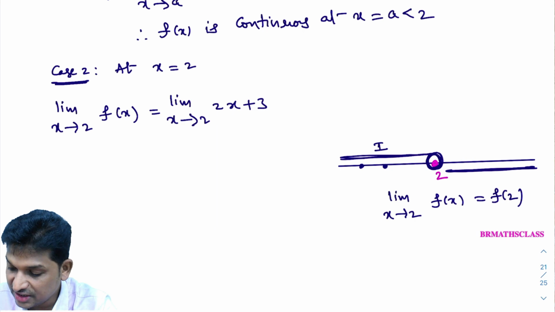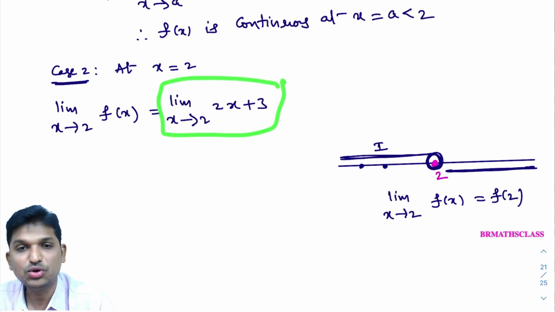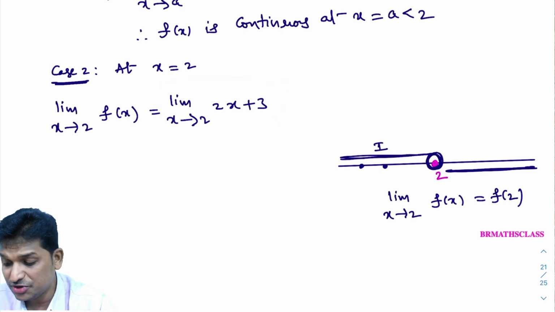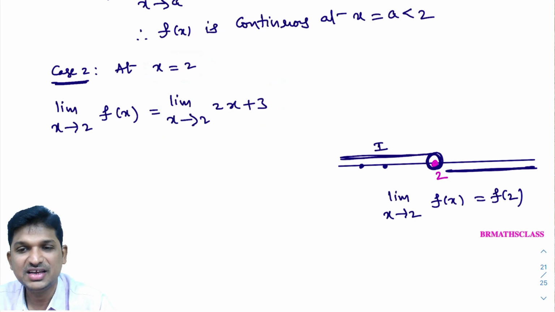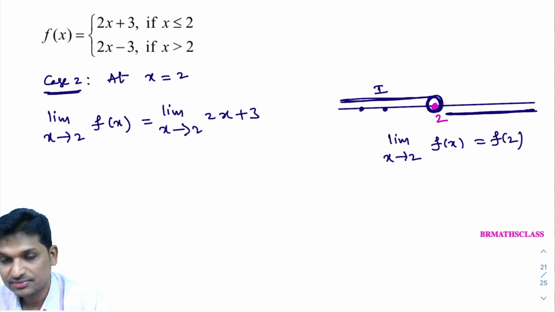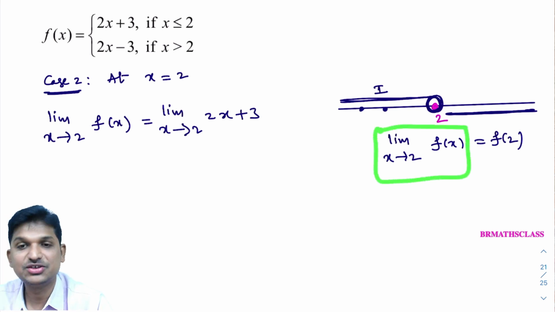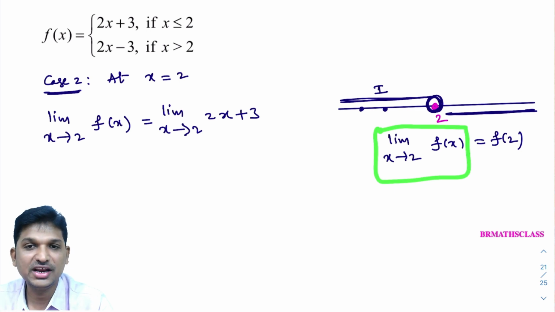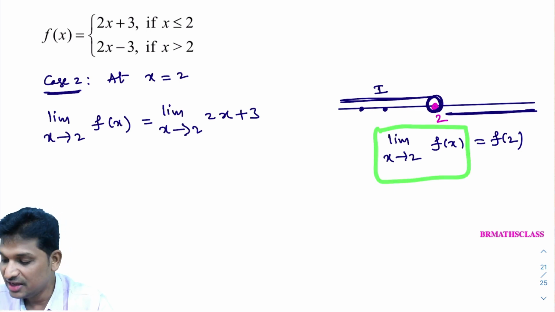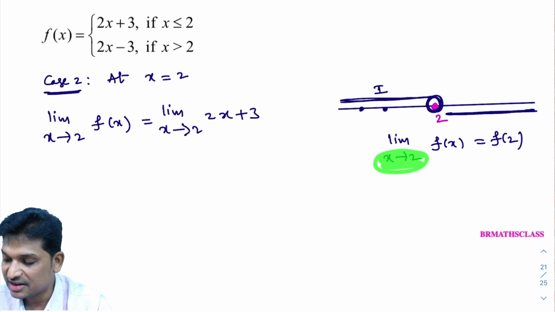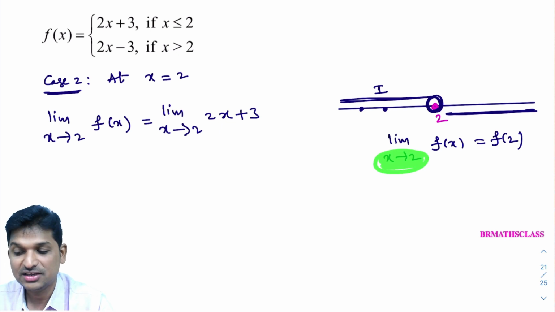Okay. Now, I need to calculate this limit. How to calculate this limit? Here, what is a? Look here, the x equal to value is very clear. What am I trying to calculate? Limit x tends to 2, f of x. Here, x approaches 2. X approaches 2 means what are the x values? X values are slightly less than 2 or slightly greater than 2 but not 2.